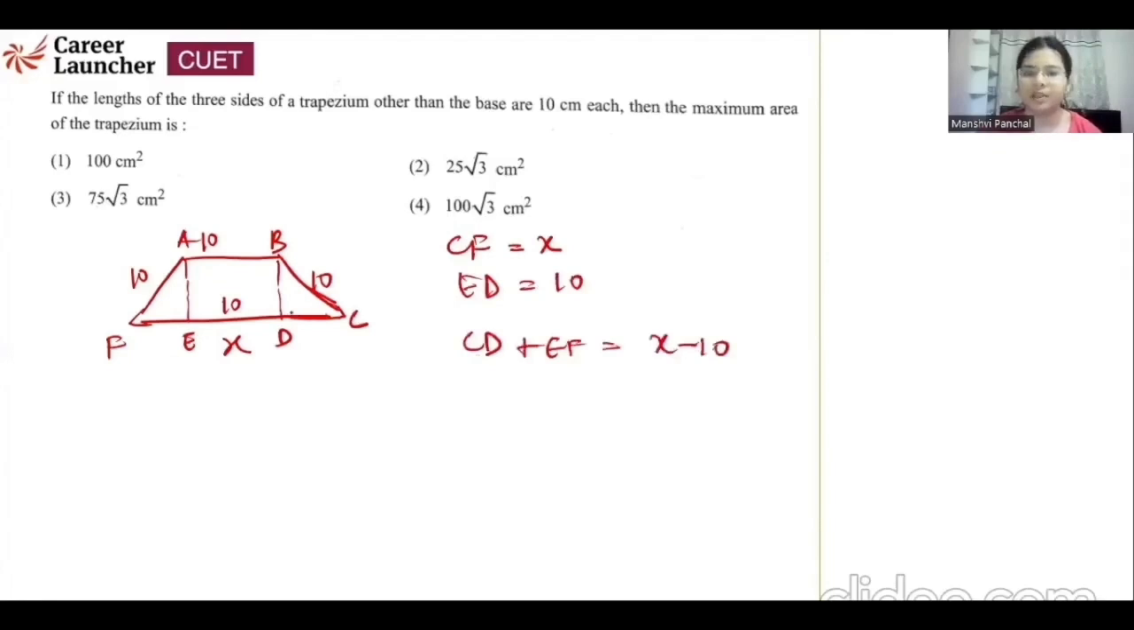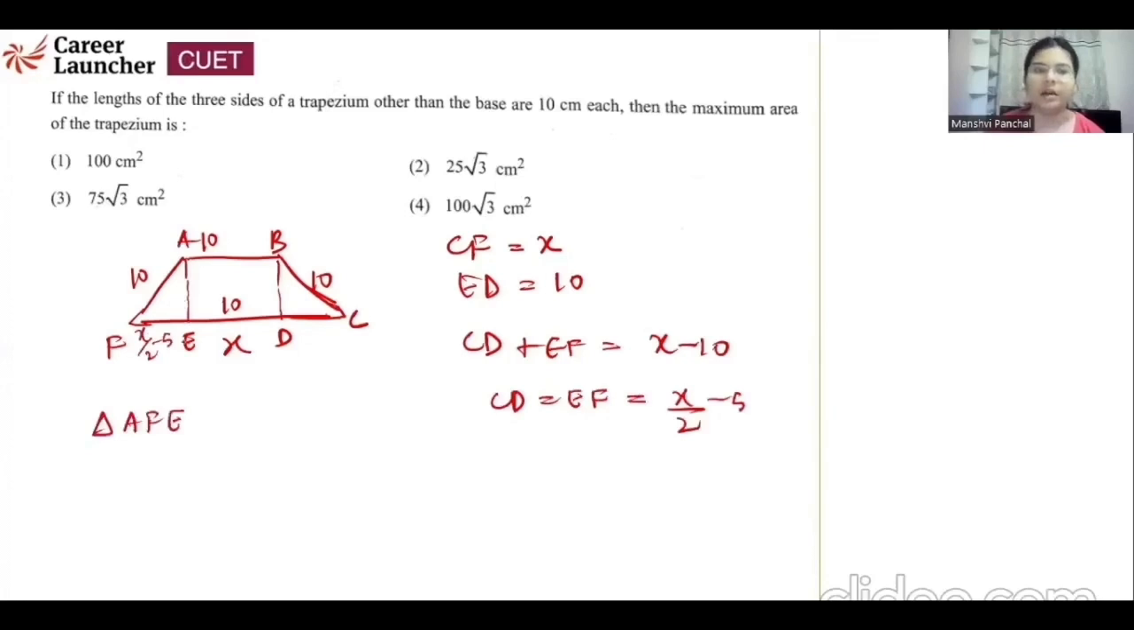But we have to calculate individually what CD and EF are. So CD equals EF because they are both half of the difference. So it is x by 2 minus 5, right? This is x by 2 minus 5. Now we need to calculate this in triangle AFE.